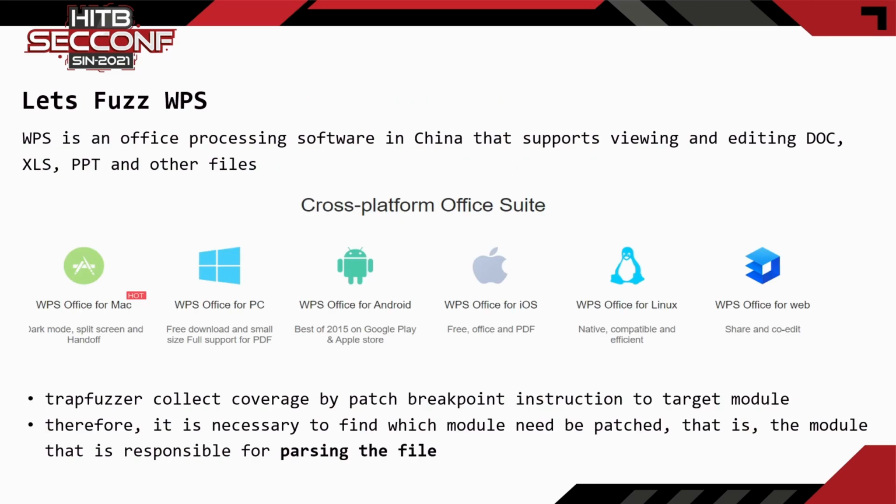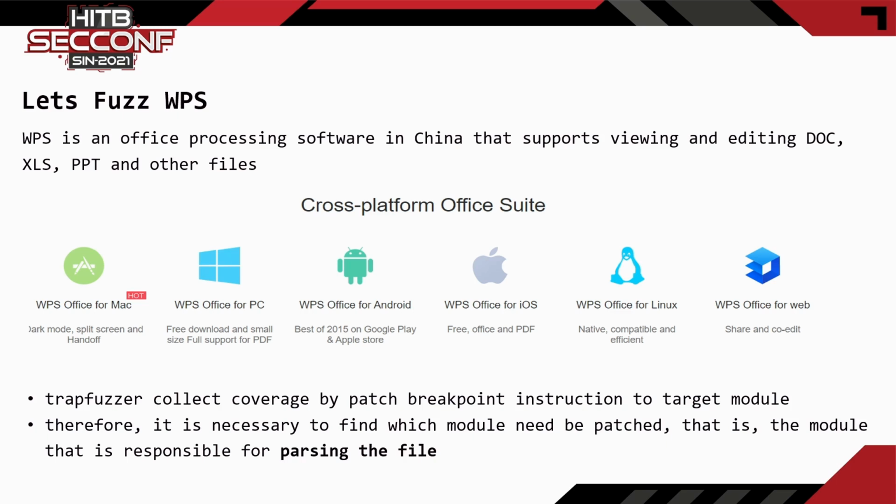After finishing the first version of trapfuzzer, I hoped to find some real programs to test it. After some searching, I found that WPS Office released a Linux version of its software in 2019. WPS is an office software in China that supports viewing and editing Word, Excel, PowerPoint, and other file formats. It supports various operating systems, including Windows, Linux, macOS, and so on. Finally, I decided to use WPS as my first fuzzing target.